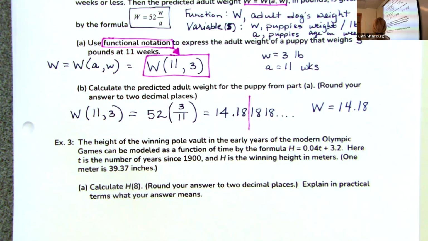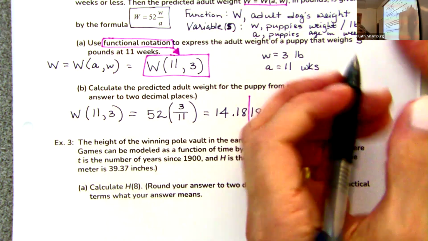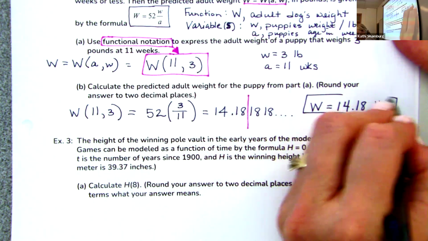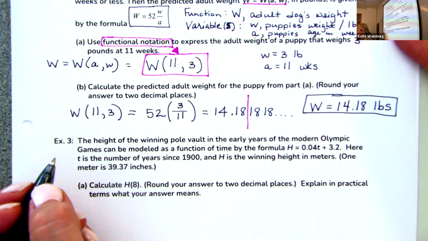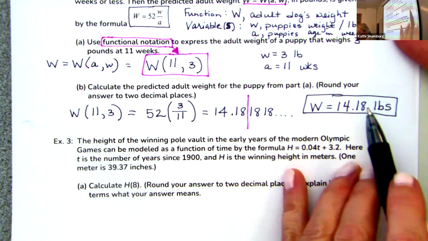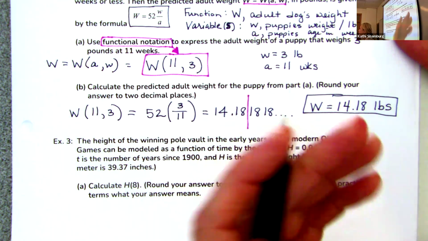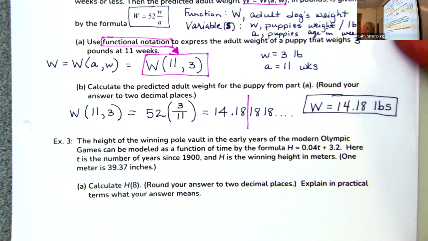So if this were on a test and you get 14.18 and that's all you give me as your answer, I'll give you most credit, but I am going to count at least a point off. Does anybody know why? Because you didn't have the pounds. I need to tell what I'm talking about. I will be picky about that. I will count off. Now, what is this talking about? 14.18 pounds for the adult puppy.